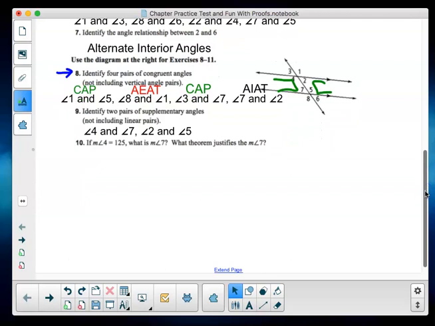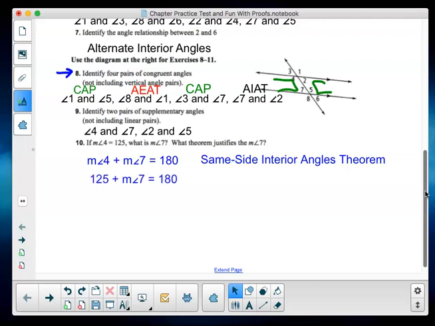Now in problem 10, if the measure of angle 4 is 125 degrees, what is the measure of angle 7? Since 4 and 7 are same side interiors, I know that angle 4 plus angle 7 is 180 degrees, because of the same side interior angle theorem. But now I know angle 4 is 125, so I can substitute that in and solve for angle 7 by subtracting 125 from 180 and finding out that the measure of angle 7 is 55 degrees.